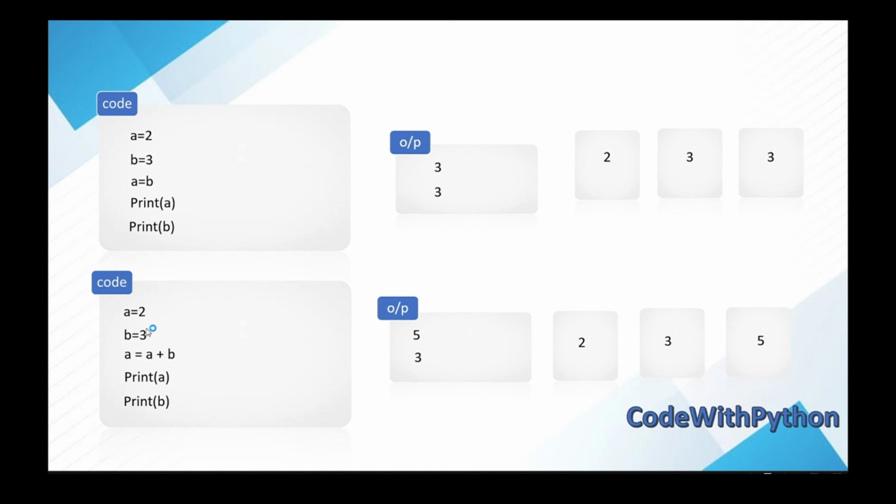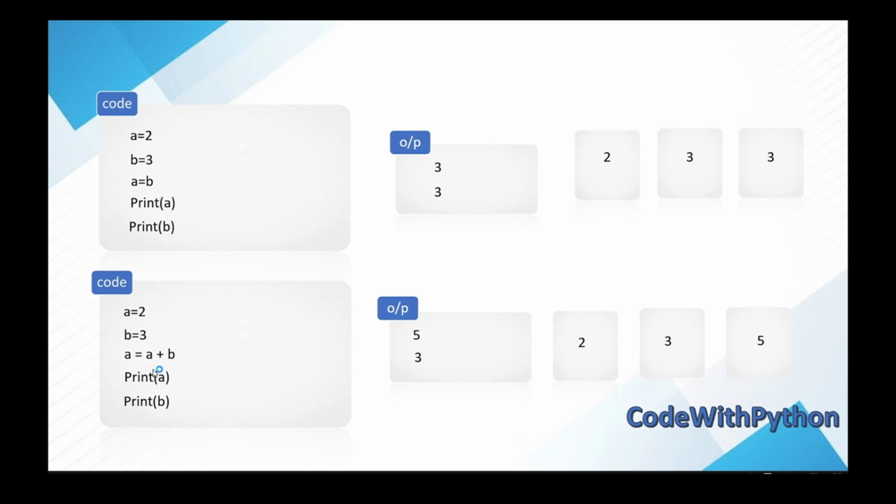Next, a is equal to 2, b is equal to 3, a is equal to a plus b. So a is equal to 2 is assigned in the first box. In the second box, b is equal to 3 is assigned. Then third, a is equal to a plus b. Here a is 2, right? a is 2 is done.